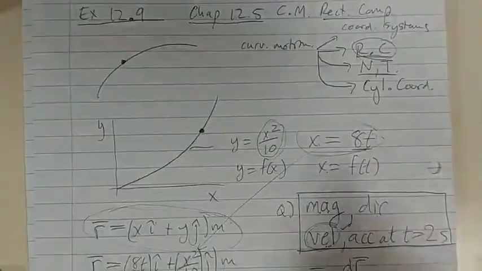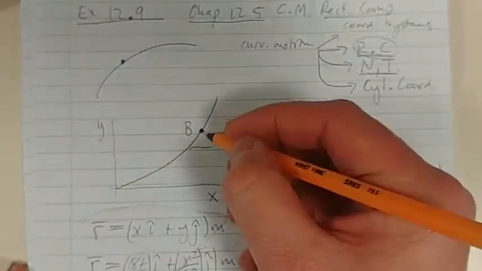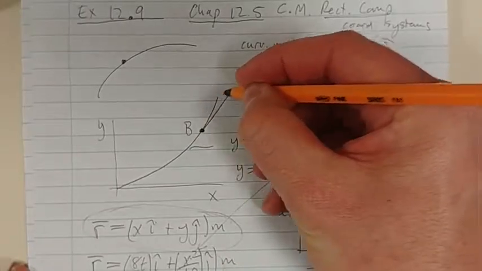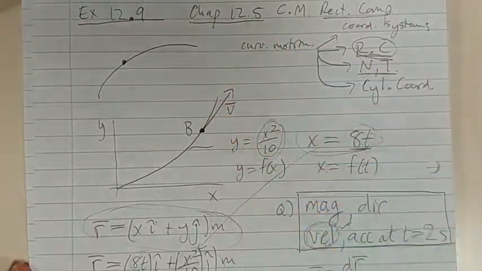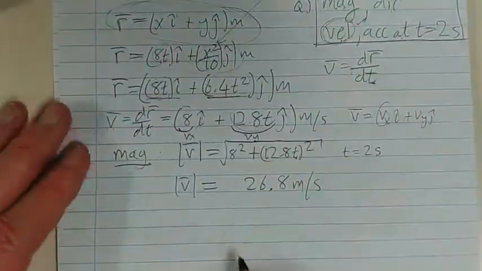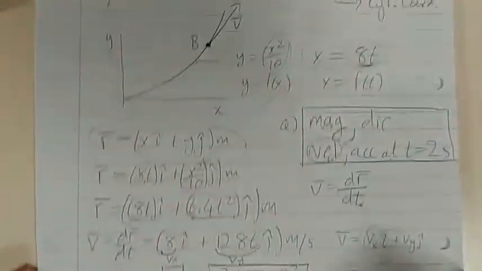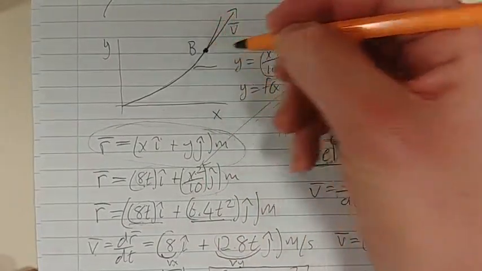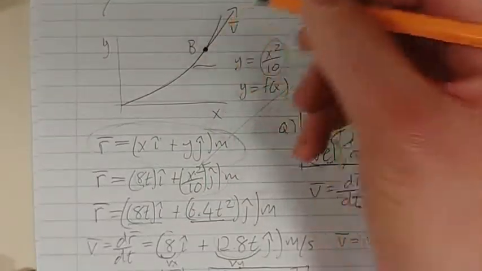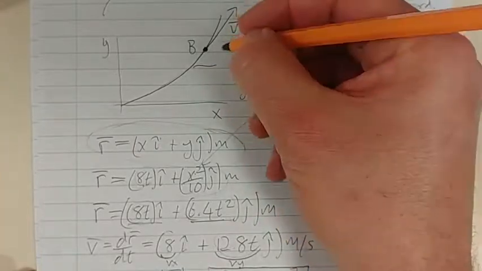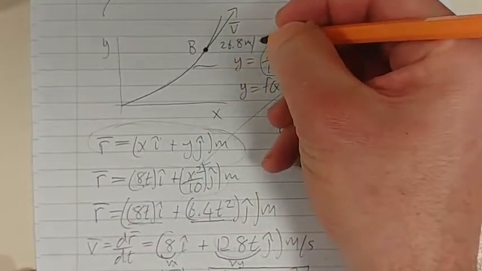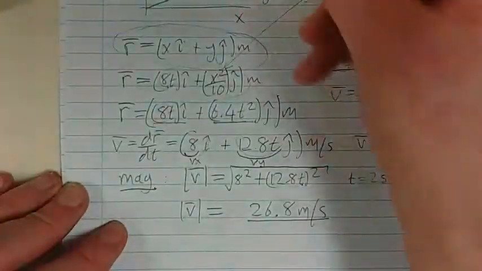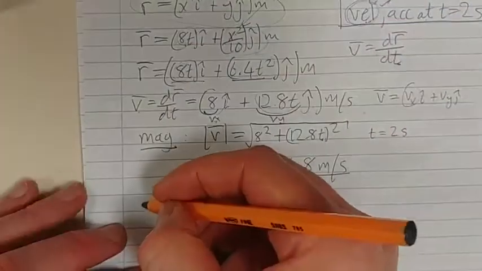Okay? And so at that point that we're looking at, that velocity vector must be tangent to that curve. So the speed is 26.8 meters per second. At that instant, the magnitude of the velocity, which is the speed, is 26.8 meters per second, and it's going tangent to that curve. Now, what is that angle? What is the direction?